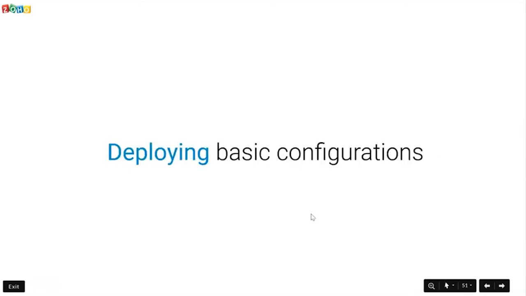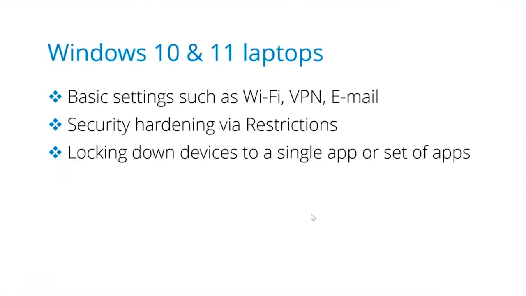So now that we've finished looking at enrolling and activating devices, the next step is deploying configurations to these devices. In today's session, first, we'll be looking at applying basic settings such as Wi-Fi, VPN on the devices and security hardening by applying various restrictions on the devices and also deploying kiosk mode or locking down the devices to a single app or a set of apps. So for this, it's better if I navigate to the MDM console and give you a live demonstration.